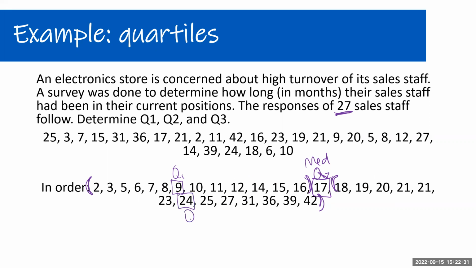We're good. So we're going to see here that our Q1 is 9, our median, which is Q2, is 17, and Q3 is going to be 24. I worked through that a little bit quickly, but make sure that you can pause, go back, and solve it on your own.